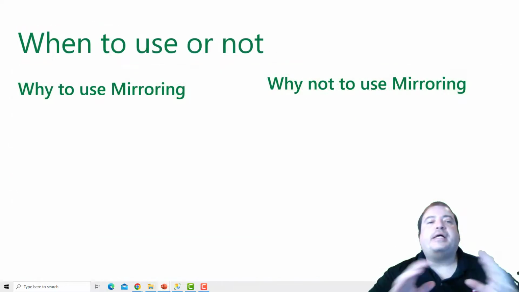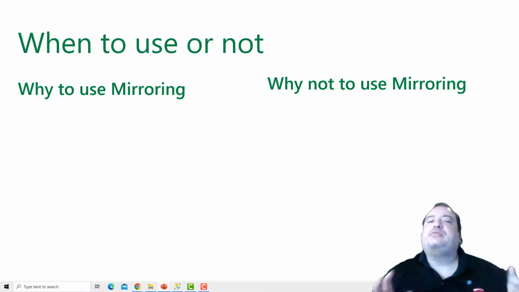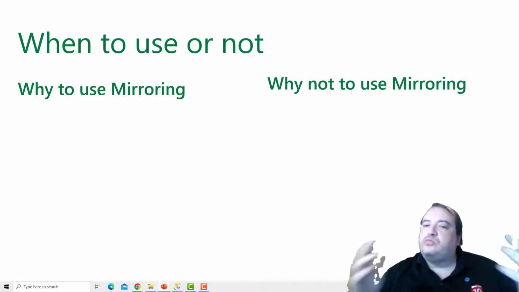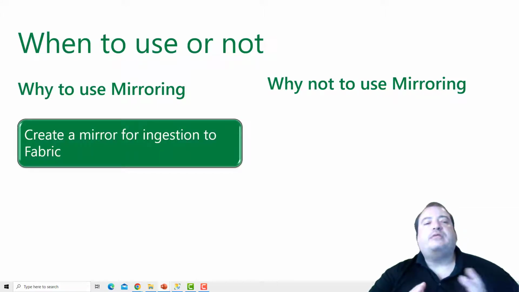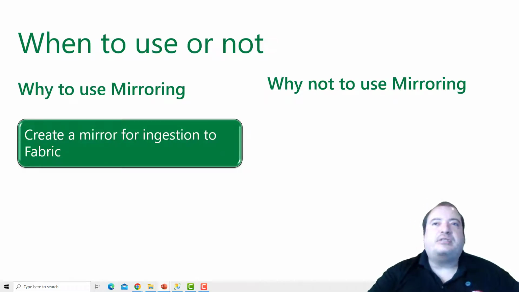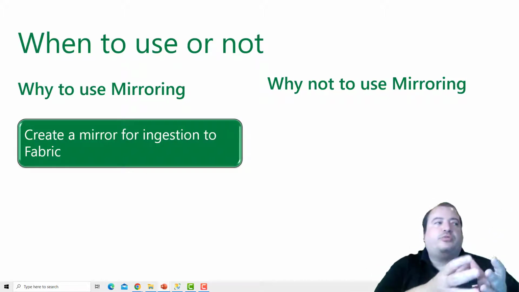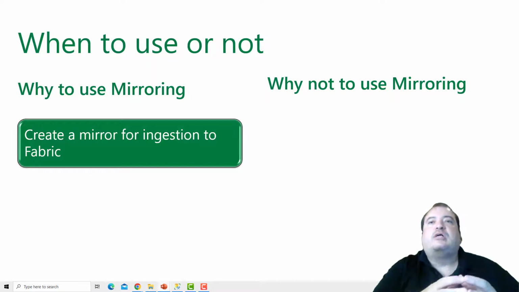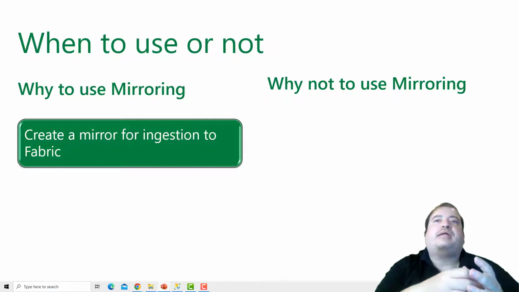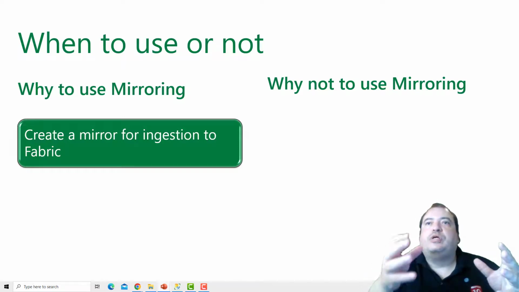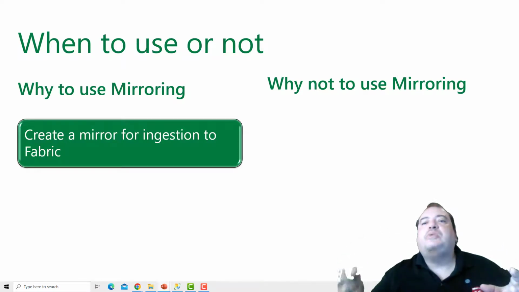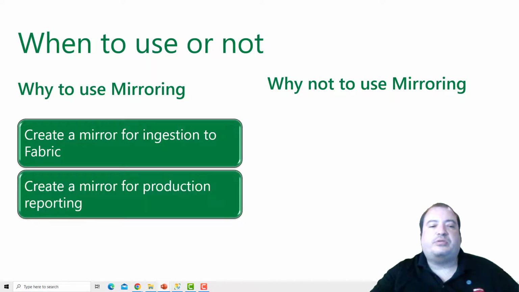And when should we use mirroring and when should we not use mirroring? How should we use it in relation to our data architectures? We can use mirroring to create a mirror for ingestion to Fabric. The mirror itself is not an ingestion to Fabric, but many times the production Azure SQL has so many workloads that we would like to avoid making an ingestion directly from it to Fabric. A solution would be to make a mirror of the production Azure SQL and ingest from the mirror. This is one reason to make the mirror.